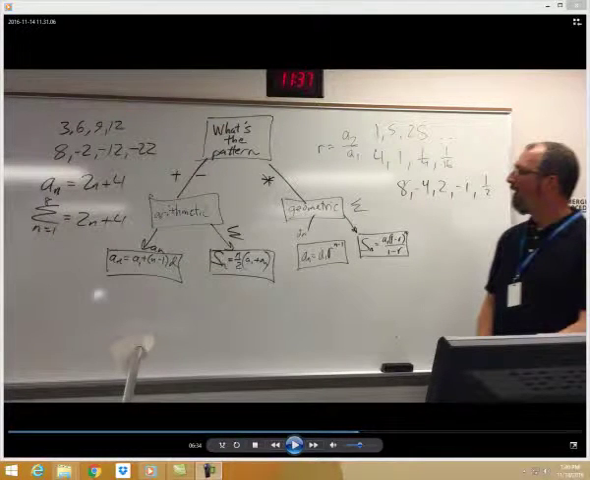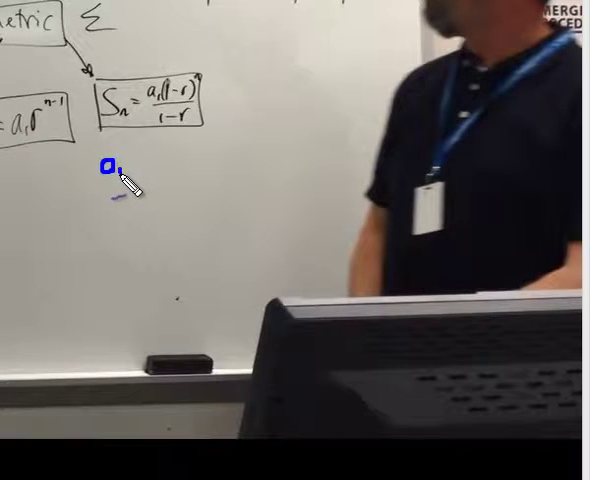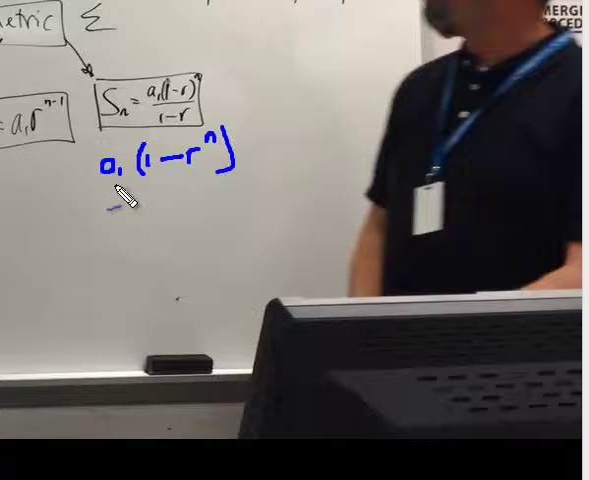It was at this moment that he realized that he messed up. The n of this equation should not be on the outside of the binomial. It should in fact be by this r right here. The correct equation is a sub 1 times a quantity of 1 minus r to the nth divided by 1 minus r. This is not the correct placement for that variable.